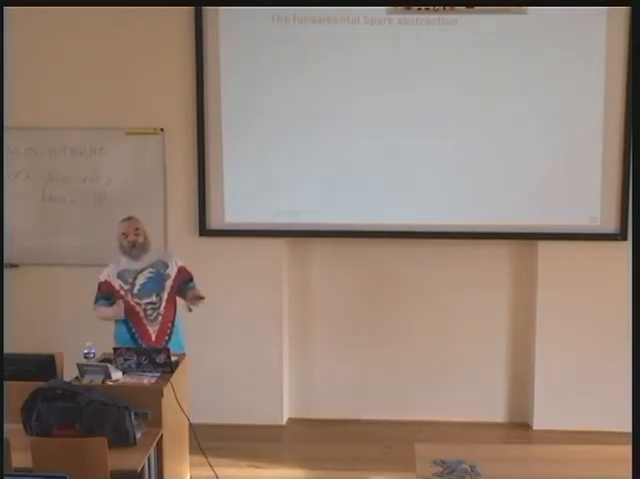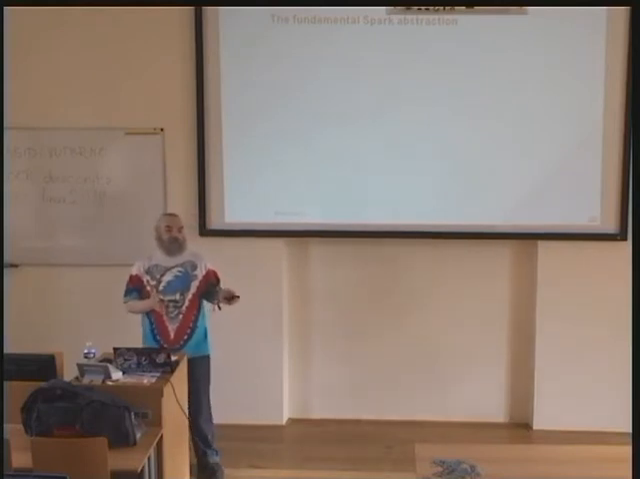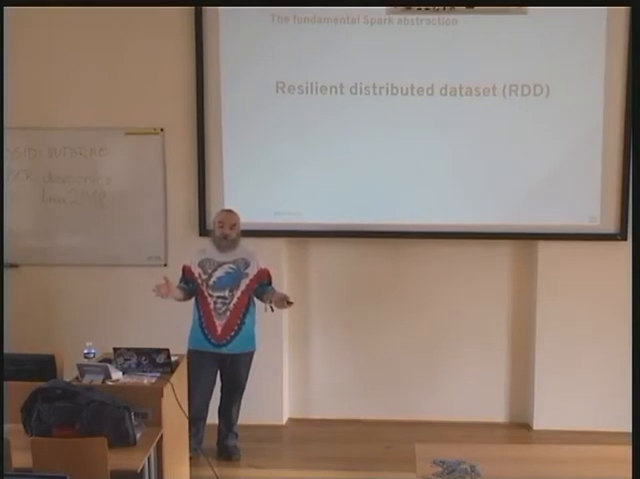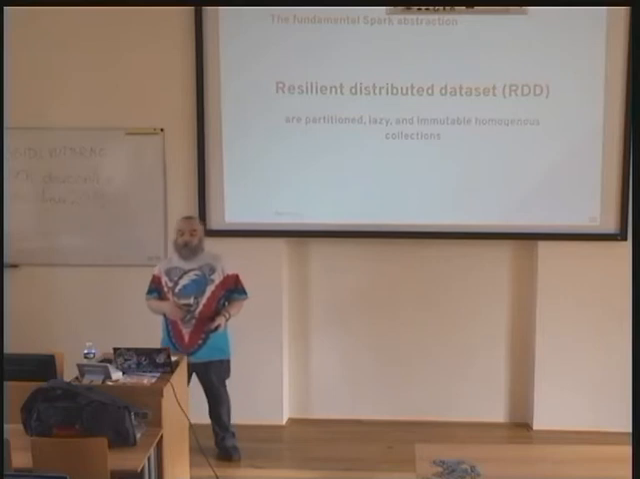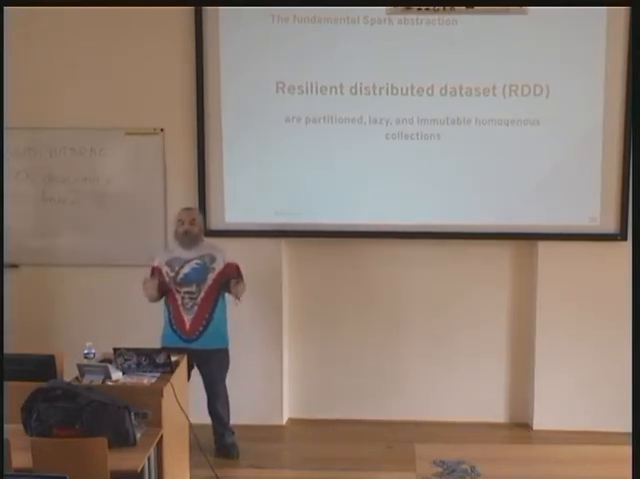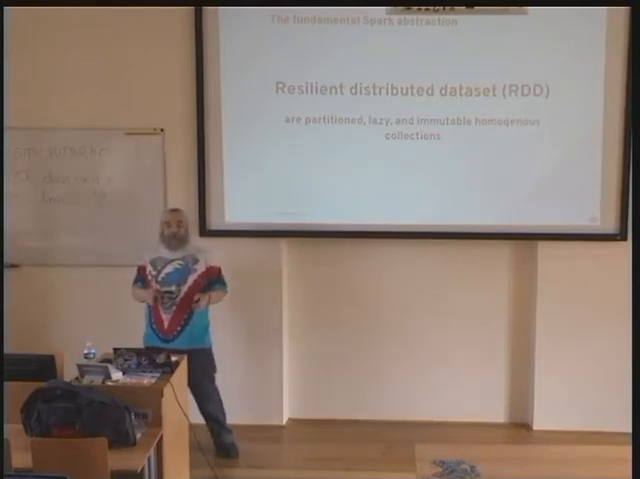So in Spark, there is a fundamental abstraction that sits at the base of all the data processing that you're going to do. And that is called the Resilient Distributed Data Set, what people refer to as an RDD. And that underlies most of the abstractions that occur in Spark. And what it is, it's a partitioned, lazy, immutable, homogeneous collection. Now that sounds like a mouthful, so I'm going to go through it piece by piece.